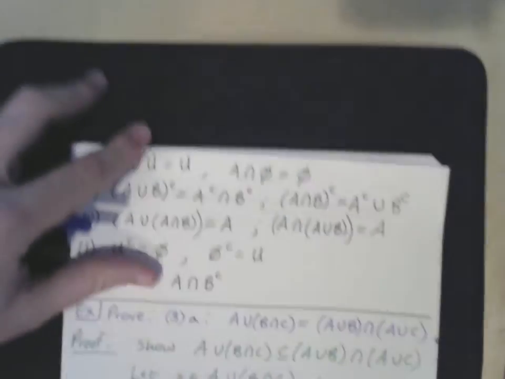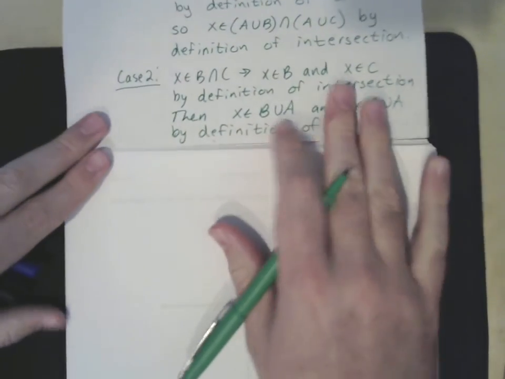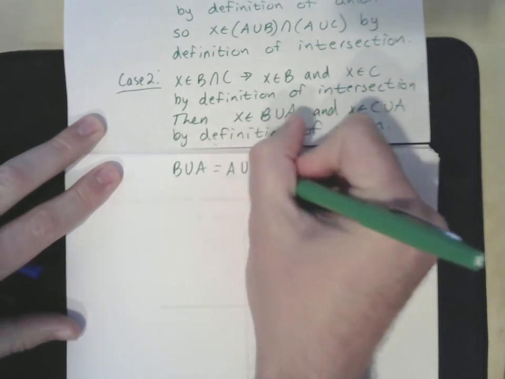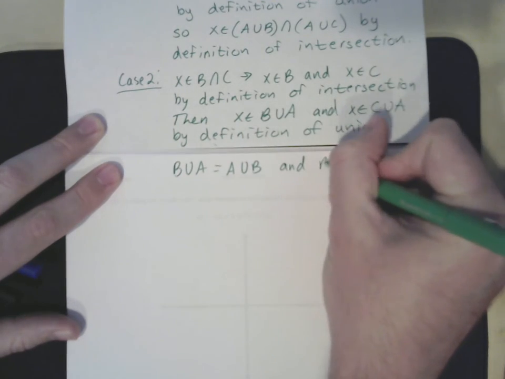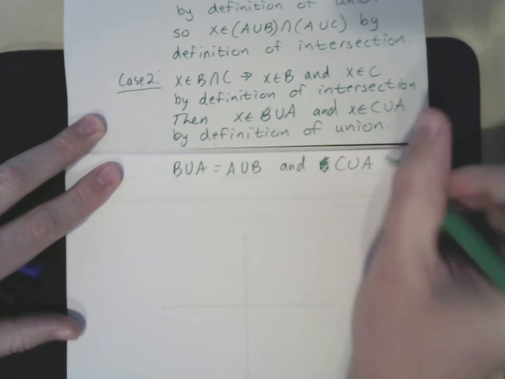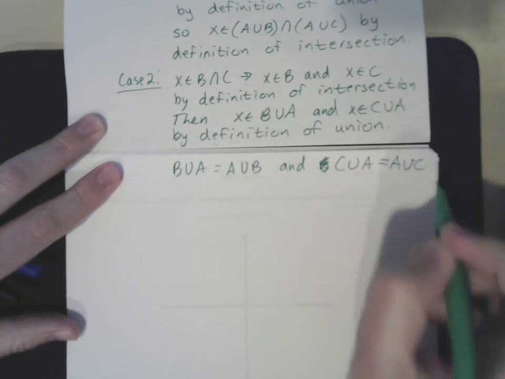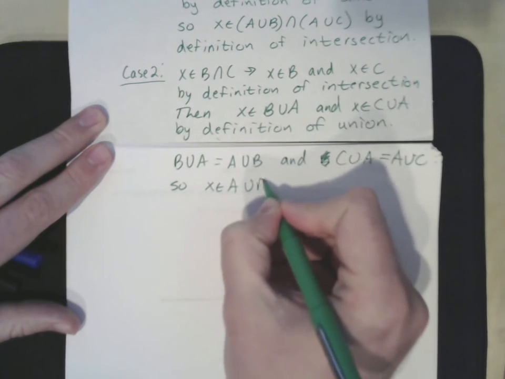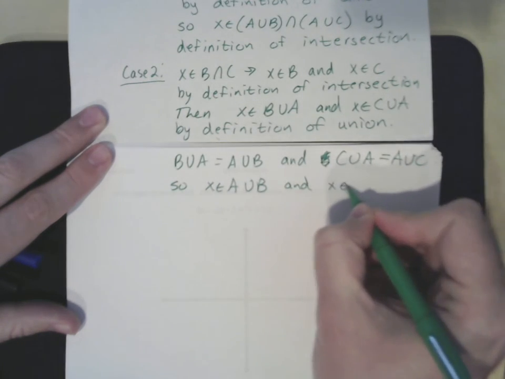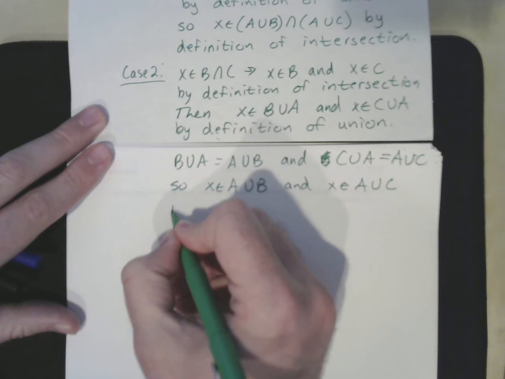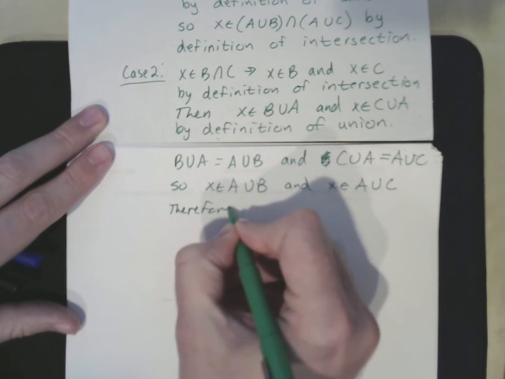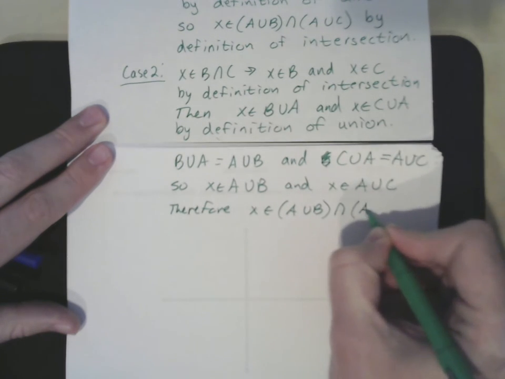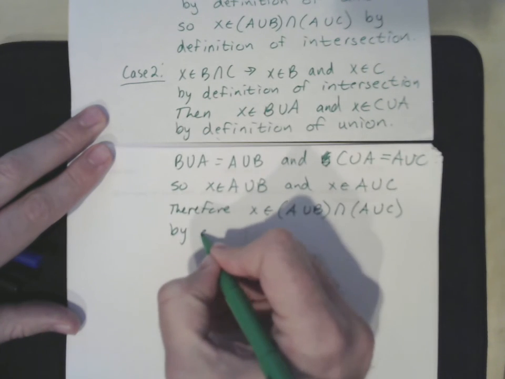So if we're in B union A and we're in C union A, we know by the identity B union A equals A union B, and C union A equals A union C. So X is in A union B and X is in A union C. Therefore, X is in (A union B) intersected with (A union C). And again, this is by definition of intersection.